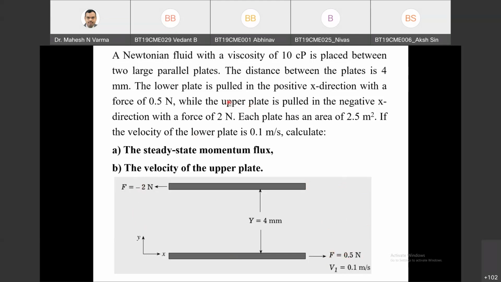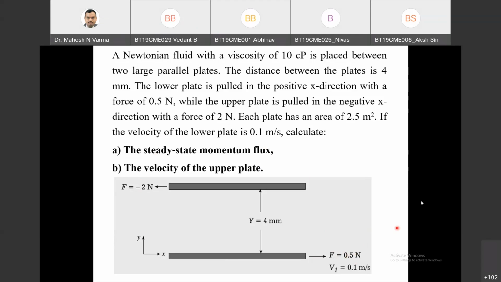And now what is the steady state momentum flux? Momentum flux is nothing but the shear stress. This is shear force. Shear force is 0.5 plus 2.5 Newton, and shear stress is nothing but the momentum flux. So what will be the momentum flux? Aksh? It will be shear force divided by area, 1 Newton per meter square.